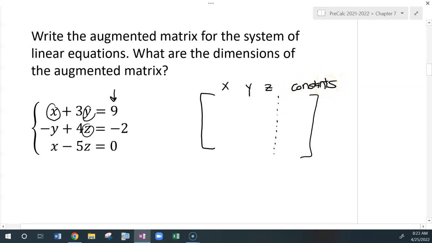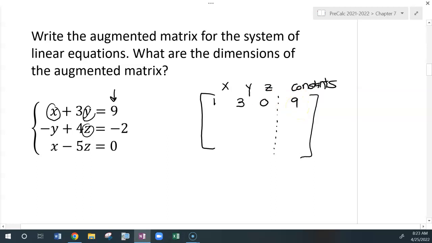Okay. So now what I do is I take the coefficient of my variables and I put that in the matrix. So my first equation, I have 1x. There's an invisible 1 in front of there, so I put a 1 in my first column. My second column is 3y, so I put a 3 there. There is no z, so that's like a plus 0z. So I put a 0 for my z, and then on the other side of the equal sign, I have a 9.